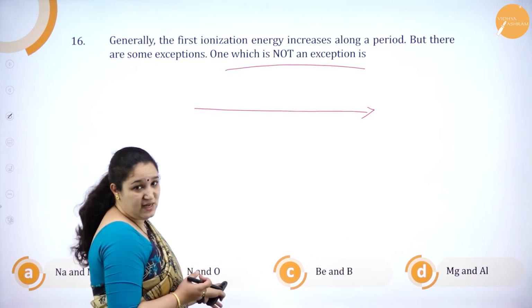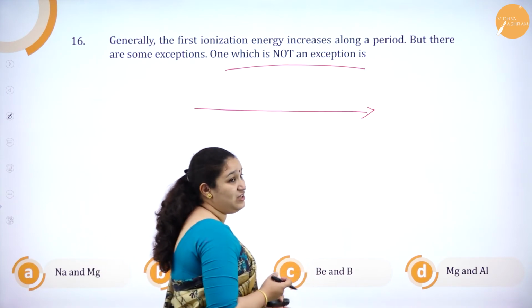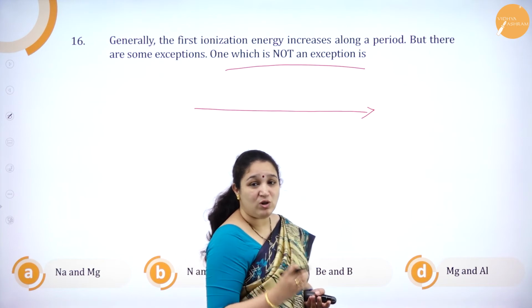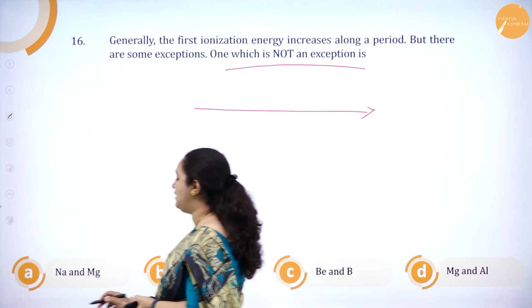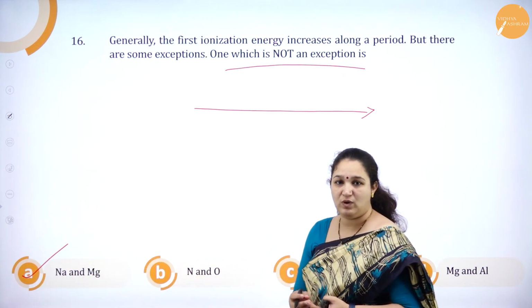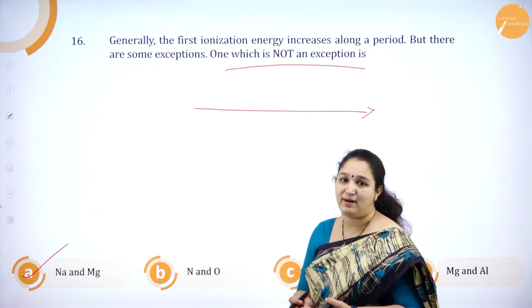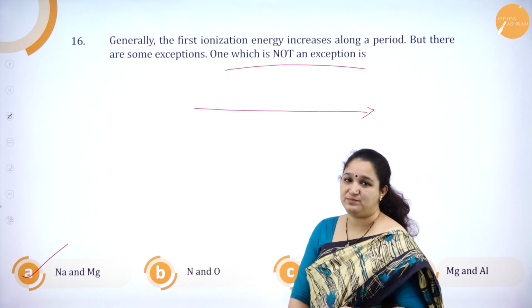Nitrogen and oxygen is an exception. Beryllium and boron is also an exception. Magnesium and aluminium is also an exception. The one which is not an exception is sodium and magnesium. Sodium and magnesium is not an exception at all. It is following the trend. Thus, sodium and magnesium is the correct answer.